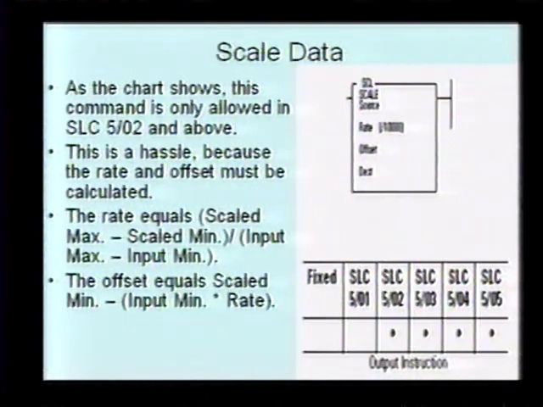It's better than the alternative, the old 501 system, but the rate equals scaled max minus scaled min divided by input max minus input min. So you calculate these, and then you plug that value in as your rate. The offset equals the scaled min minus, in parentheses, the input min times the rate. So you have to do a little calculation before you get the properly linear signal out of this scale instruction. If your data changes, you have to actually go back and do your calculation again.